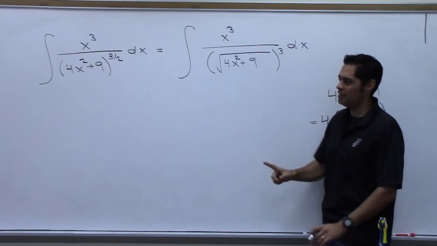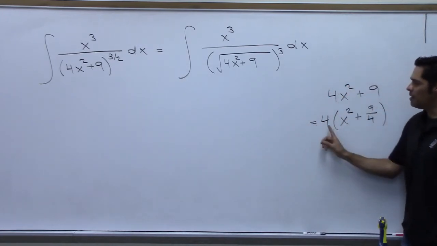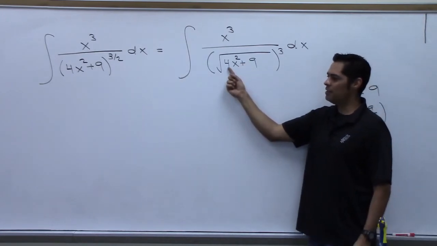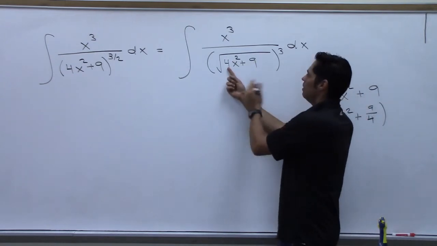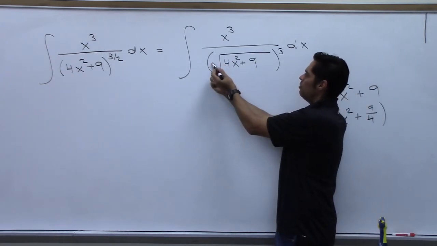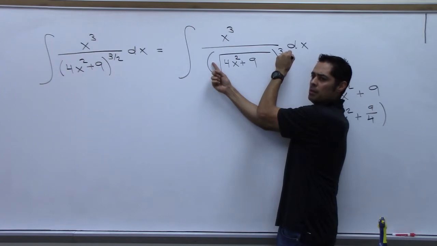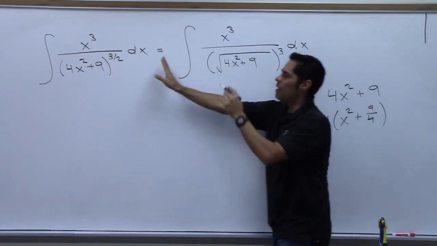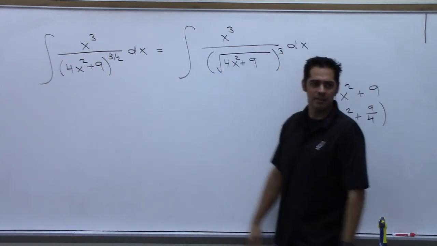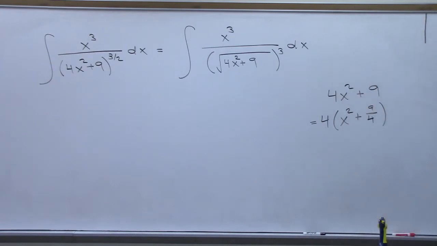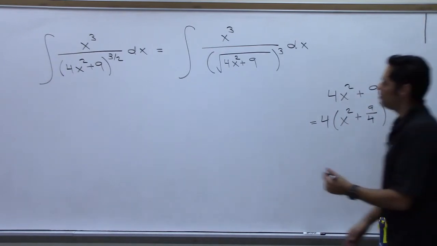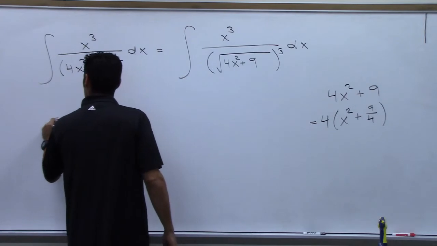Should I do that again? No? 4 comes out. 4 is out here. Parentheses are there. Square root of 4 is 2, cubed is 8, 1/8 on the outside. Okay. Now you can take it a little slower if you want, but that's what I'm about to do on the next line because of time.